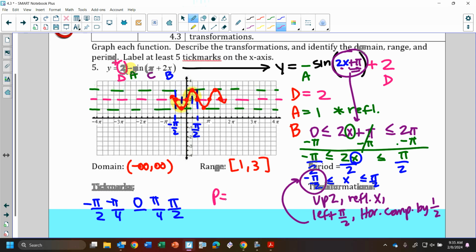And then I've written over top of my period. What was the period of this graph? Pi. Yeah, the period is pi. From negative pi over 2 to positive pi over 2, subtract those bookends. It's 2 pi over b. 2 pi over 2. Yay, math?